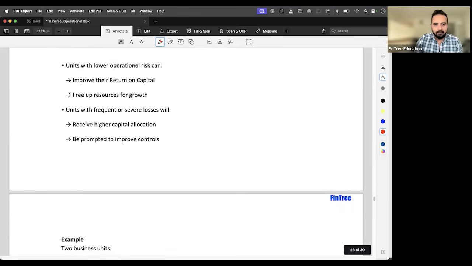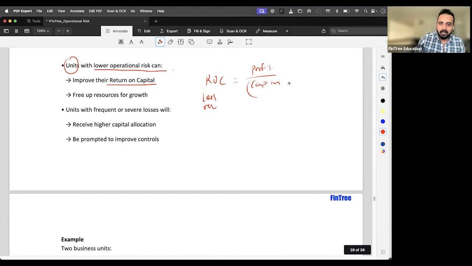From a manager's perspective, units which have a lower operational risk automatically will have better ROC, because remember, what is your return on capital formula, right? It's your profit divided by capital. Now, if you are less risky, then automatically capital will be lower. That means your overall return on capital will be higher. Then free up resources for growth.